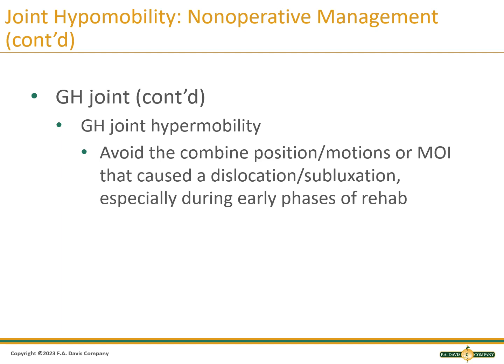On the flip side of hypomobility, we have hypermobility or instability. When we are looking at patients with glenohumeral joint hypermobility, we want to take special considerations to avoid the combined positions or motions or the mechanism of injury that caused the hypermobility or the dislocation or subluxation, especially during the early phases of rehab. We want to really protect the joint.